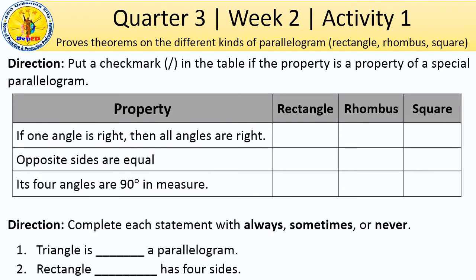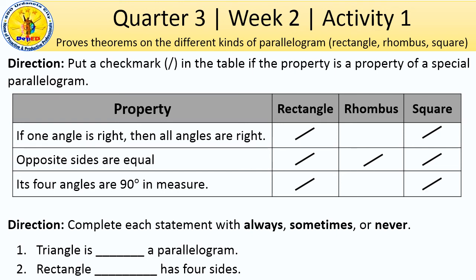For our activity 1, put a check mark in the table if the property is a property of a special parallelogram. First property, if one angle is right, then all angles are right. It is, yes, rectangle and square. How about opposite sides are equal? Correct, rectangle, rhombus, and square. Last, its four angles are 90 degrees in measure. Rectangle and square. Tama ulit.